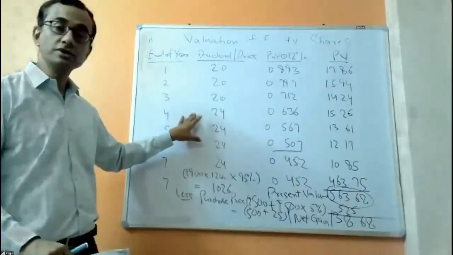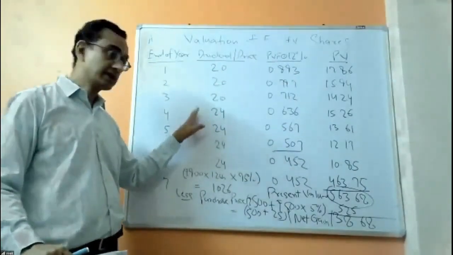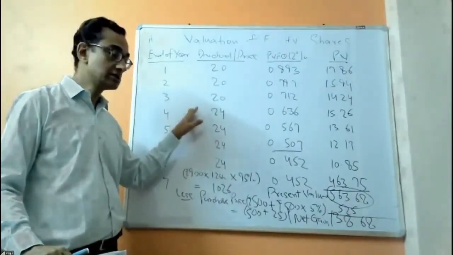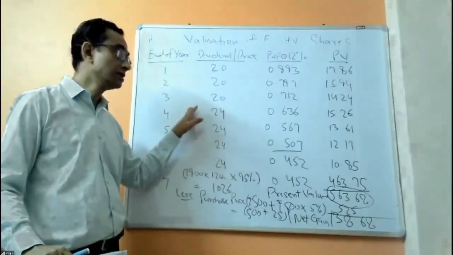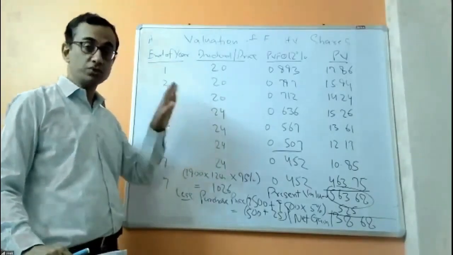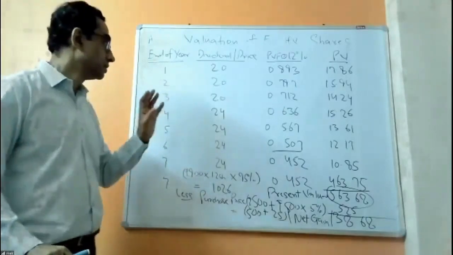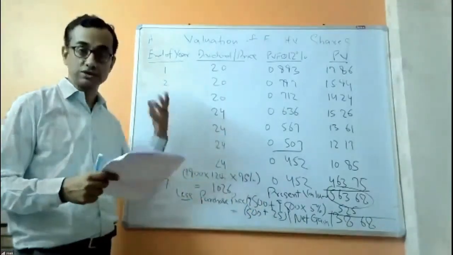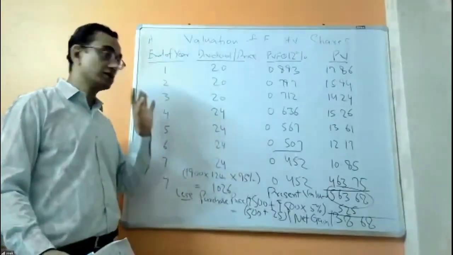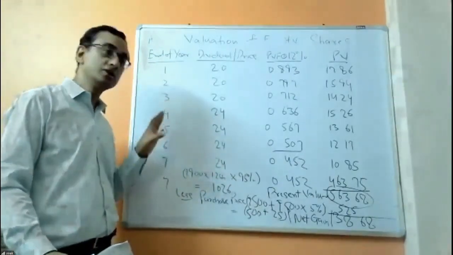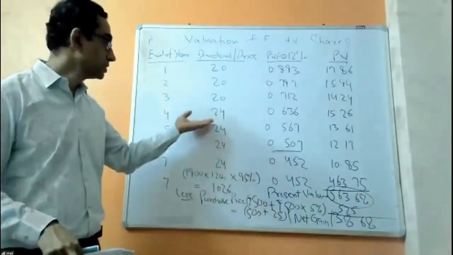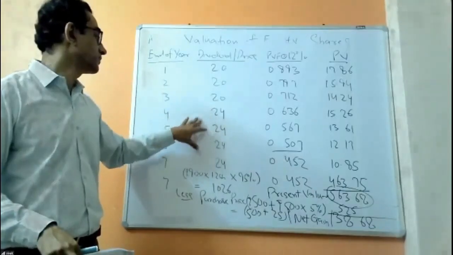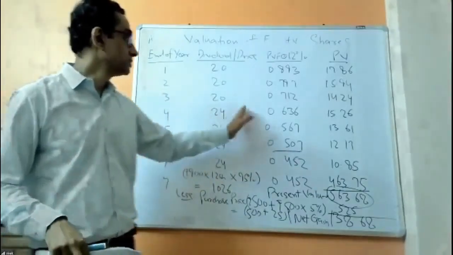But from the fourth year onwards, the company is expected to issue bonus shares. The bonus shares are 1:5. That is, the company will be paying a bonus issue of one bonus share for 5 shares held. So now his total shares will be 1.2 shares, not 1 share. So if for 1 share the dividend is 20, for 1.2 shares his dividend will be 24 from the 4th year onwards. So we will multiply for 4, 5, 6, 7 all these years by the present value factor at the rate of 12%.